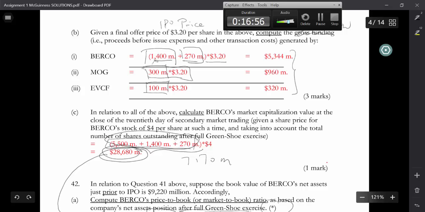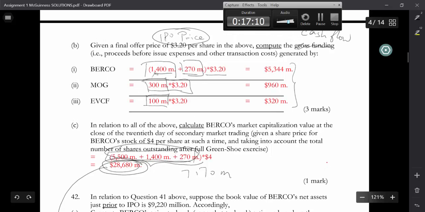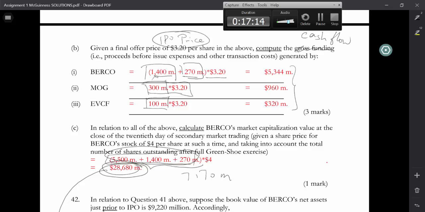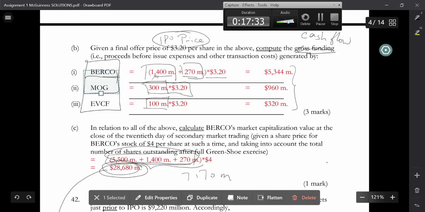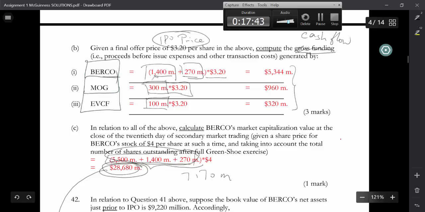Okay, now, part B: given a final price of $3.20 per share, that's the IPO price, compute the gross funding generated by Berkel or MOG EVCF. Sometimes the term gross funding can be a bit misleading, but in the end, it's just the cash flows that are generated. You simply multiply the total number of new shares being issued by the share price. Okay, so that part is not hard.